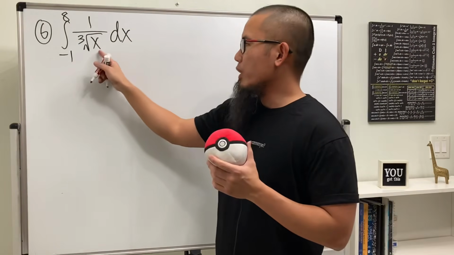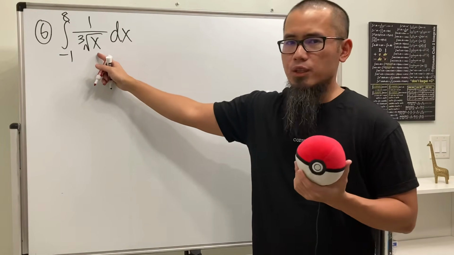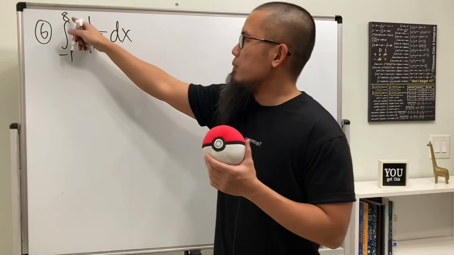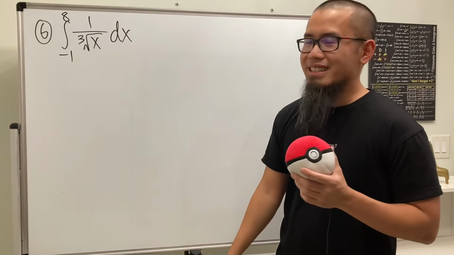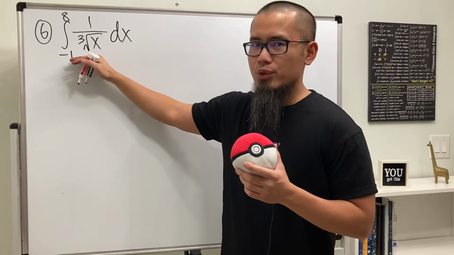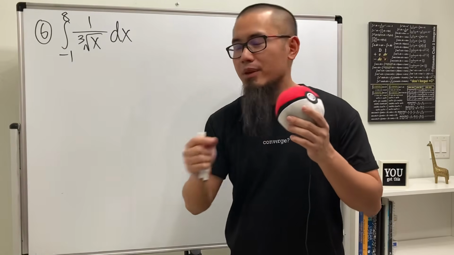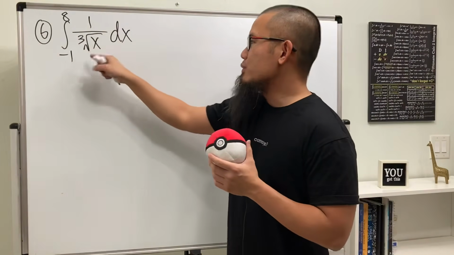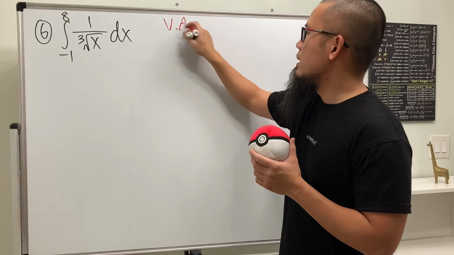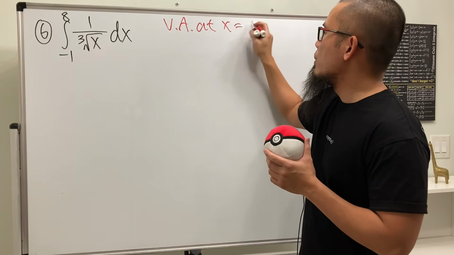If you plug in negative 1 here, cube root of negative 1 is negative 1, that works. If you plug in 8 in here, cube root of 8 is 2, that also works. But remember, we have to pay attention to, is there any number that will make the denominator 0? And yes, we do. This right here does have a vertical asymptote at x equals 0.